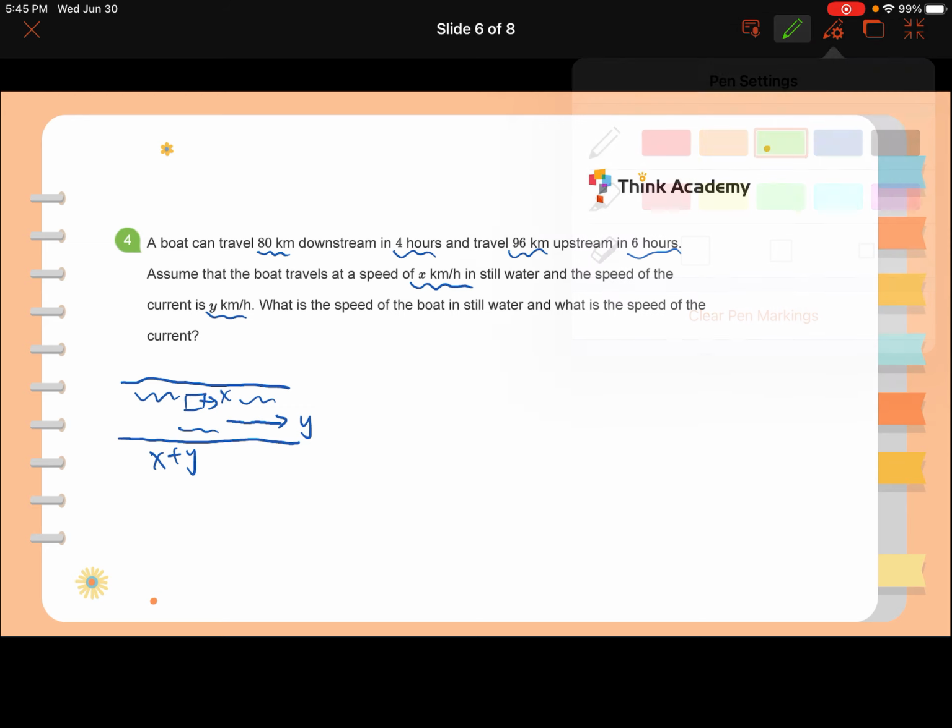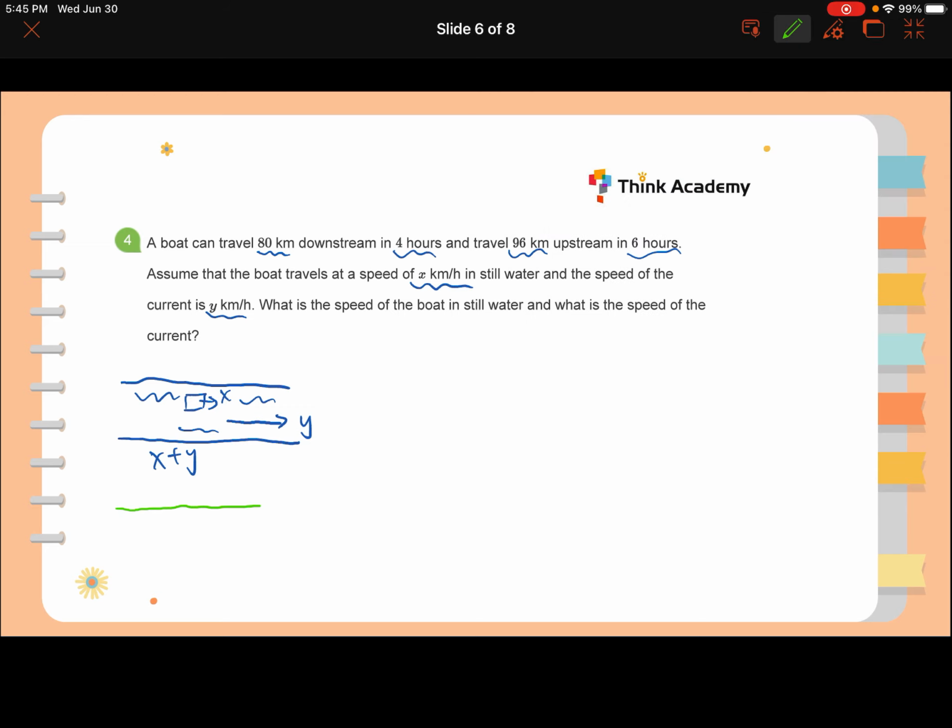But if we are traveling upstream, that means we are traveling against the current. The current is still from left to right, but now we are traveling against the current. So we are traveling from right to left. So what's our total speed in this case? The total speed is actually x minus y, because the current is slowing us down. We are traveling in the opposite direction, so the total speed should be x minus y.